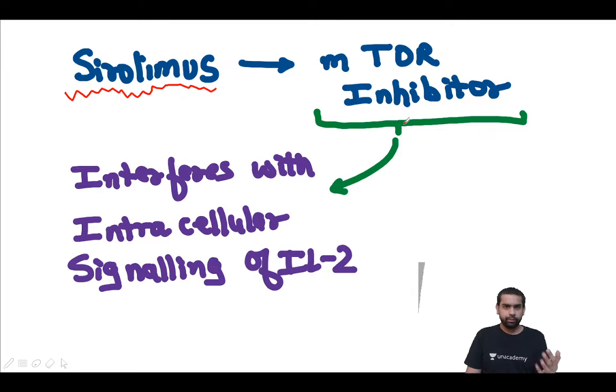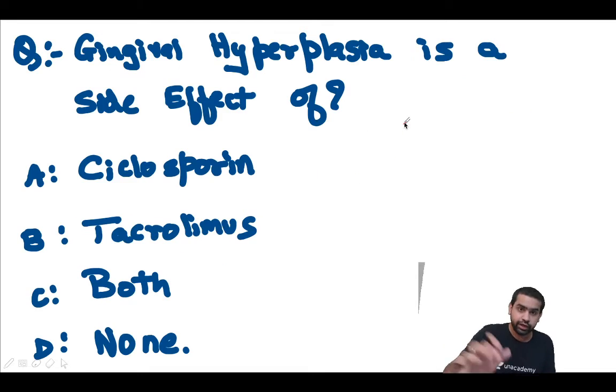An mTOR inhibitor doesn't interfere with the formation of interleukin 2. It interferes with the intracellular signaling of interleukin 2. Okay, so it allows the interleukin 2 to form, but it interferes in the way the interleukin 2 affects or develops a cell. Are you understanding my point? So molecularly, sirolimus and tacrolimus are very much similar, but the process by which they act is entirely different. Okay, I hope you got this. Fair enough. Let's move on to the next question.